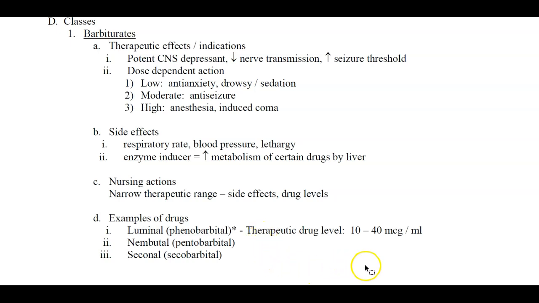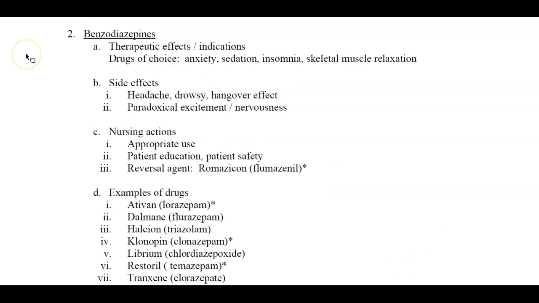Phenobarbital's therapeutic drug level is 10 to 40 micrograms per ml. Next drugs are your benzodiazepines. So benzodiazepines are also considered CNS depressants. Therapeutic effects and indications for benzodiazepines include being the drug of choice for anxiety, sedation, insomnia, and skeletal muscle relaxation.